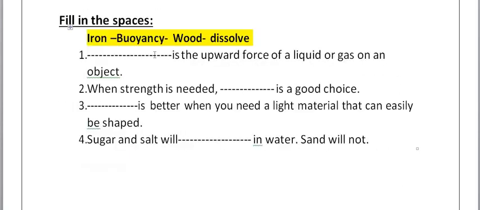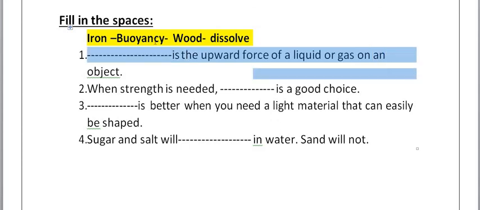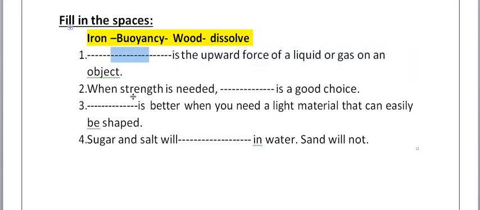Okay, fill in the space. What is the upward force? I said it last time. The upward force that makes most of the ships float is the buoyancy. Okay? When strength is needed, what is a good choice? Of course, iron, because it's much stronger than the wood. What is better when you need a light material that can be easily shaped? Of course, wood, because the wood can be reshaped to different parts.